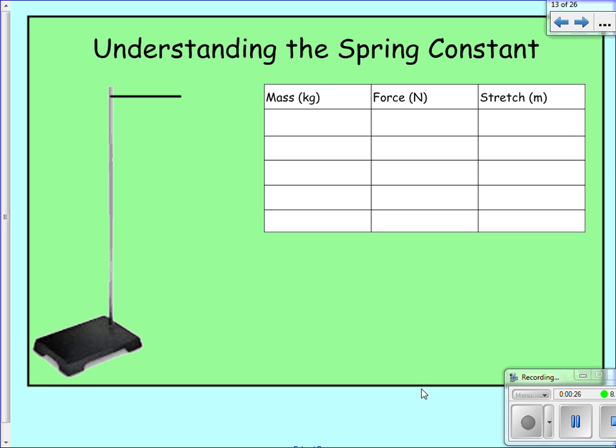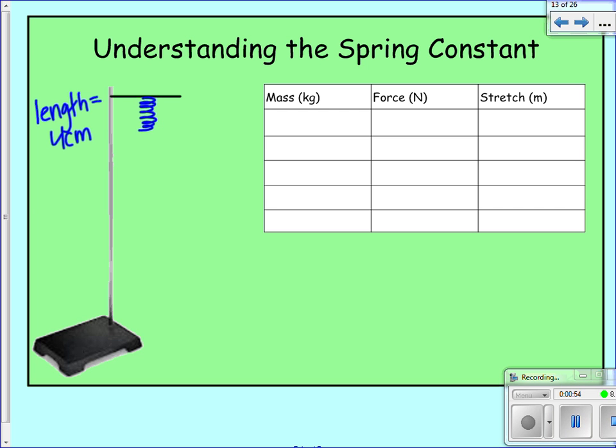What we're going to do is hang a spring off of this horizontal bar that goes from the ring stand. All right, so something like that. Now, before we get started, you would have to find the length of this spring unstretched. Let's make up some values. Let's say the length of the spring unstretched was 4 centimeters.